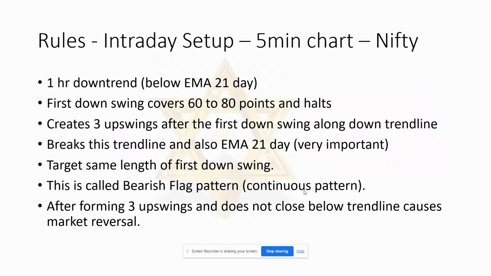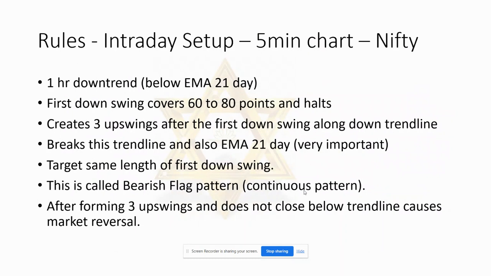So the rules are as given below. Basically, make sure that the 1 hour downtrend is trading below the EMA 21. That's the first rule. And the second thing is, as I said, the first downswing covering 60 to 80 points. This is where we are not able to capture the market or make an entry. We end up not taking entry, thinking that it might go and hit the stop loss, right? That is what we always think.